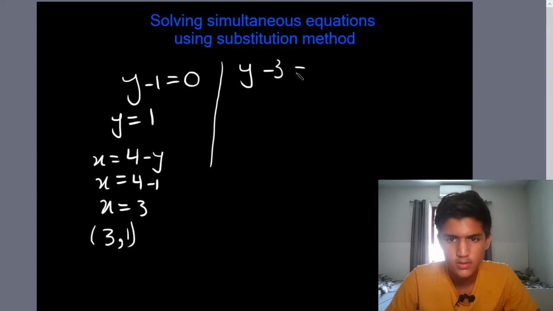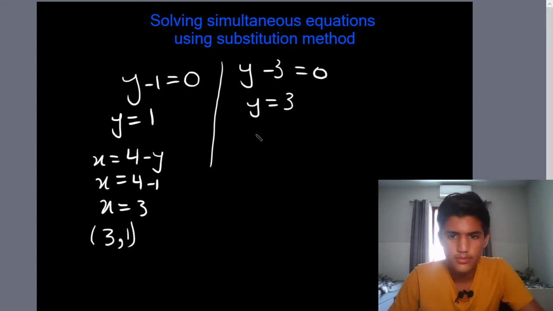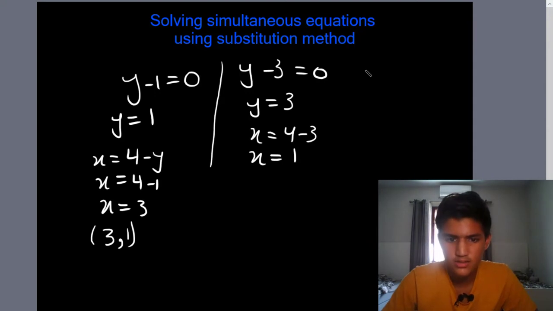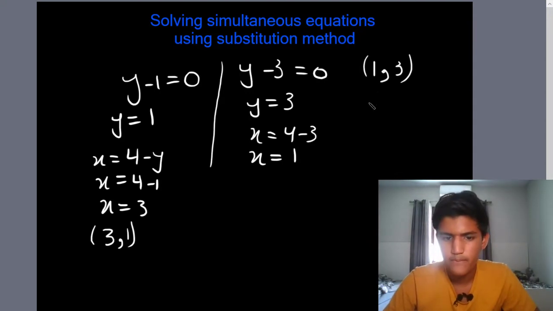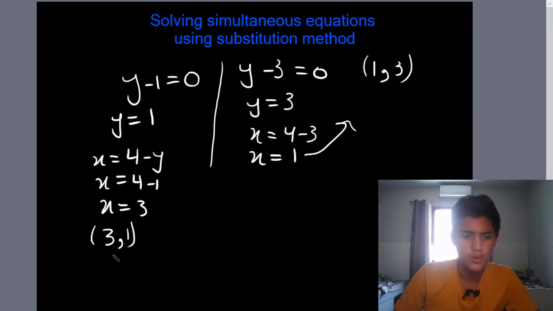y minus 3 is equal to 0, y is equal to 3 if we shift it to the other side of the equation. So x is equal to 4 minus 3, x is equal to 1. So the answer is 1 comma 3 for this equation. So there are two answers, 1 comma 3 and 3 comma 1.